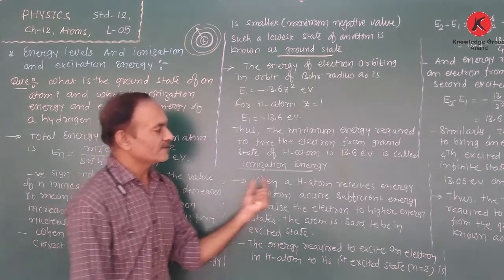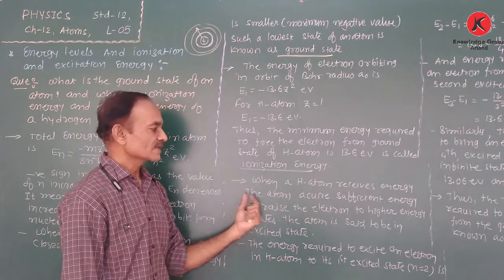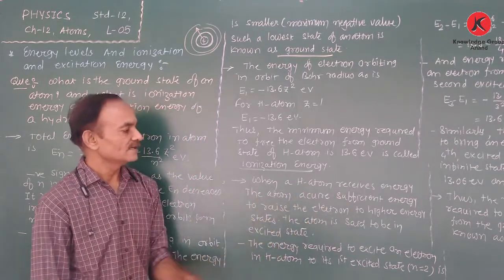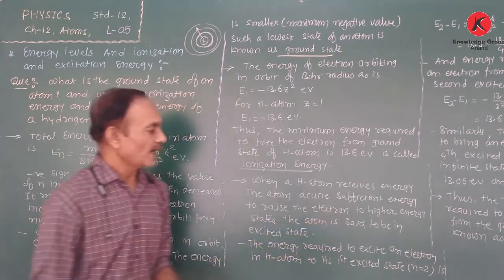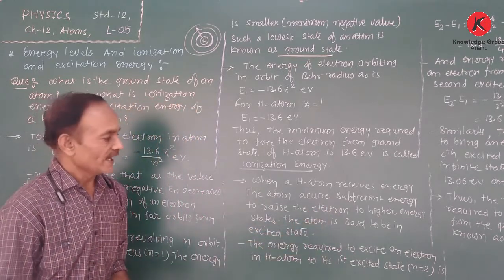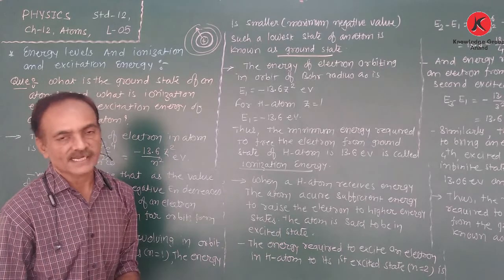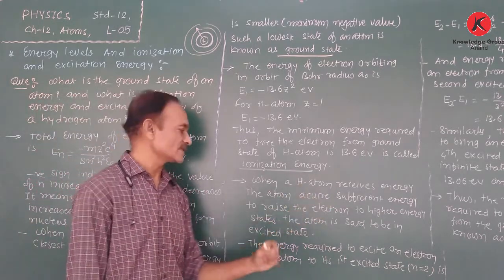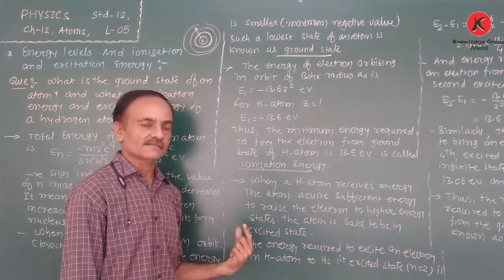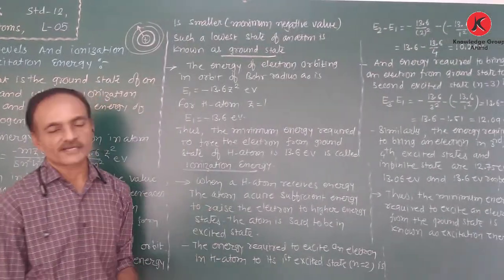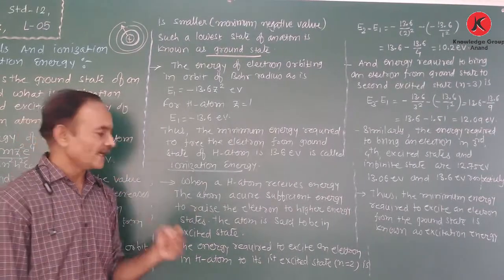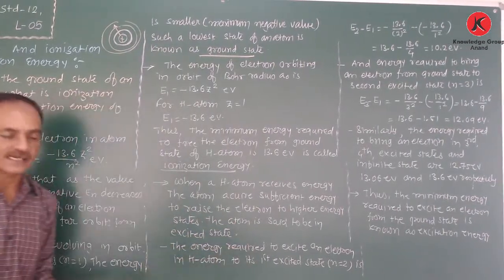Now, when a hydrogen atom receives energy, the atom acquires sufficient energy to raise the electron to a higher energy state. The atom is said to be in the excited state. That means when the hydrogen atom receives the energy, the atom acquires sufficient energy to raise the electron to a higher energy state. Right? In this condition, the atom is said to be in the excited state.